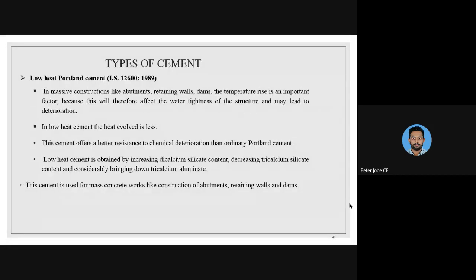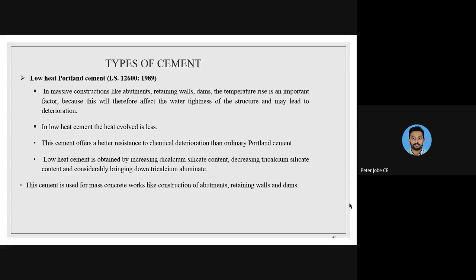So this is the method by which, while manufacturing low heat Portland cement, we increase dicalcium silicate, that means we increase C2S, while we decrease C3S, and we considerably bring down C3A. So just remember how these constituent percentages are changed in order to achieve low heat Portland cement. This cement is used for mass concrete works like construction of abutments, retaining walls, and dams, where a lot of concrete is required. Construction of a dam requires a lot of concrete to be poured in.